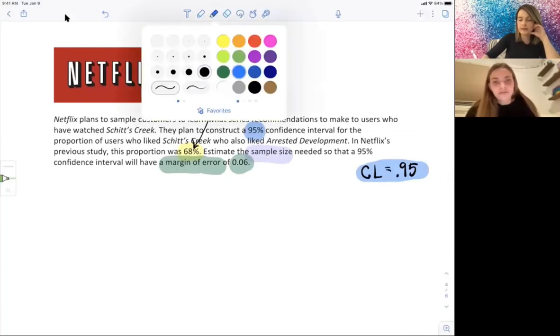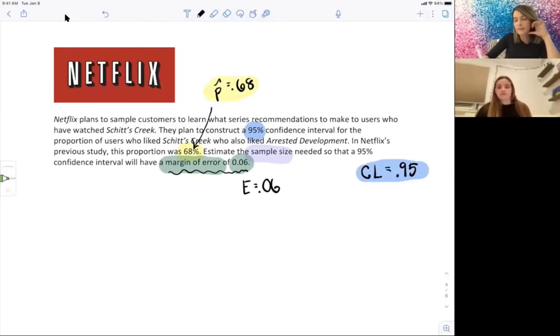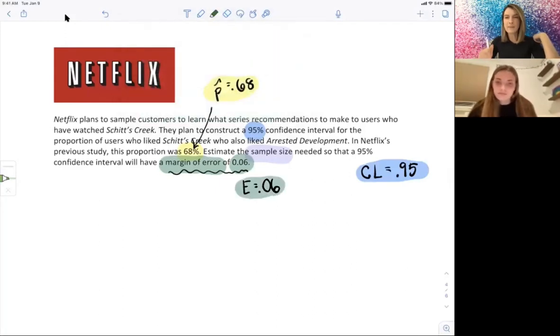Picking apart this given info is really important. What are we calling this 0.06? That's our E value, the margin of error. I call it capital E. That's the symbol I use for margin of error. Some texts use an M. I don't like M because I think of that as slope when y equals mx plus b. It doesn't matter. Just follow the notation of whatever you're working with, but call it something.